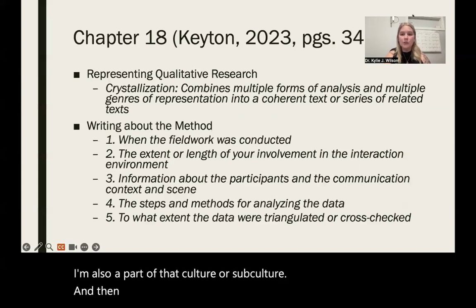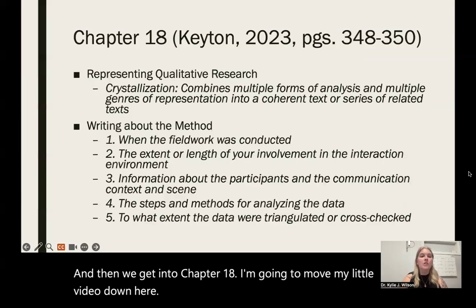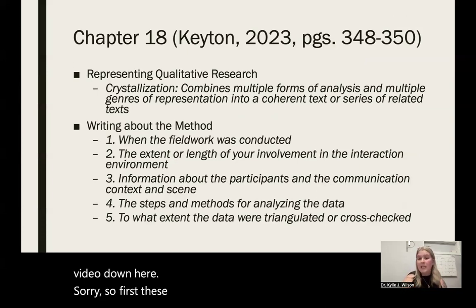And then we get into chapter 18. I'm going to move my little video down here. Sorry. So first, these are pages 348 to 350.